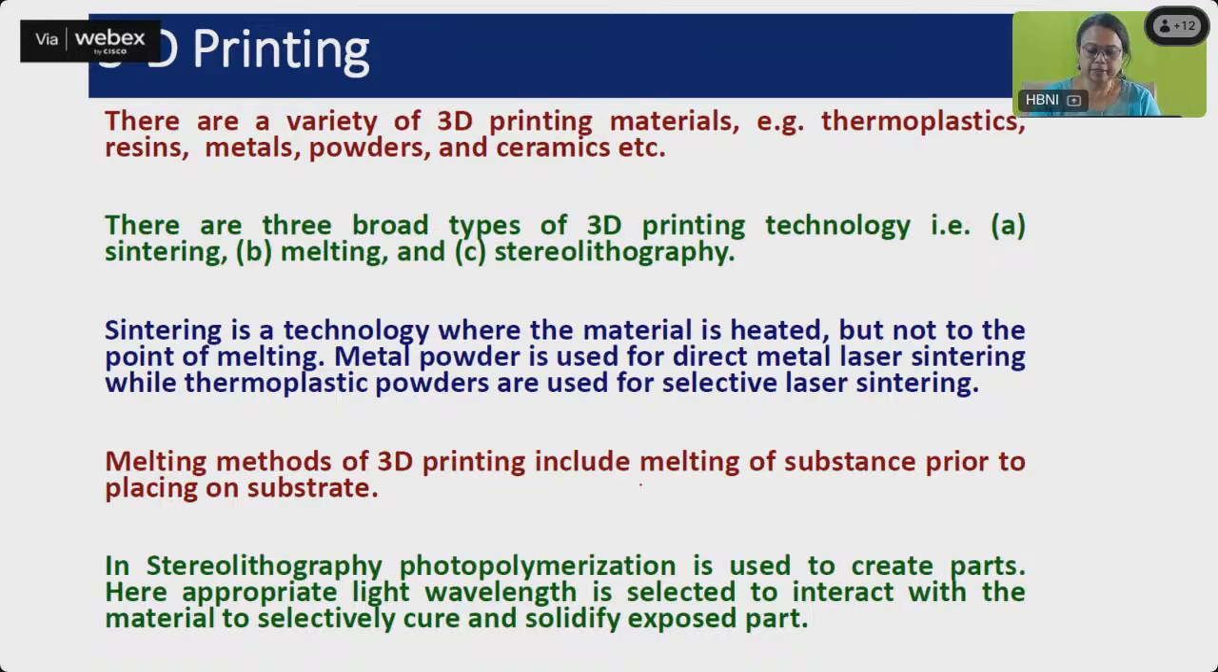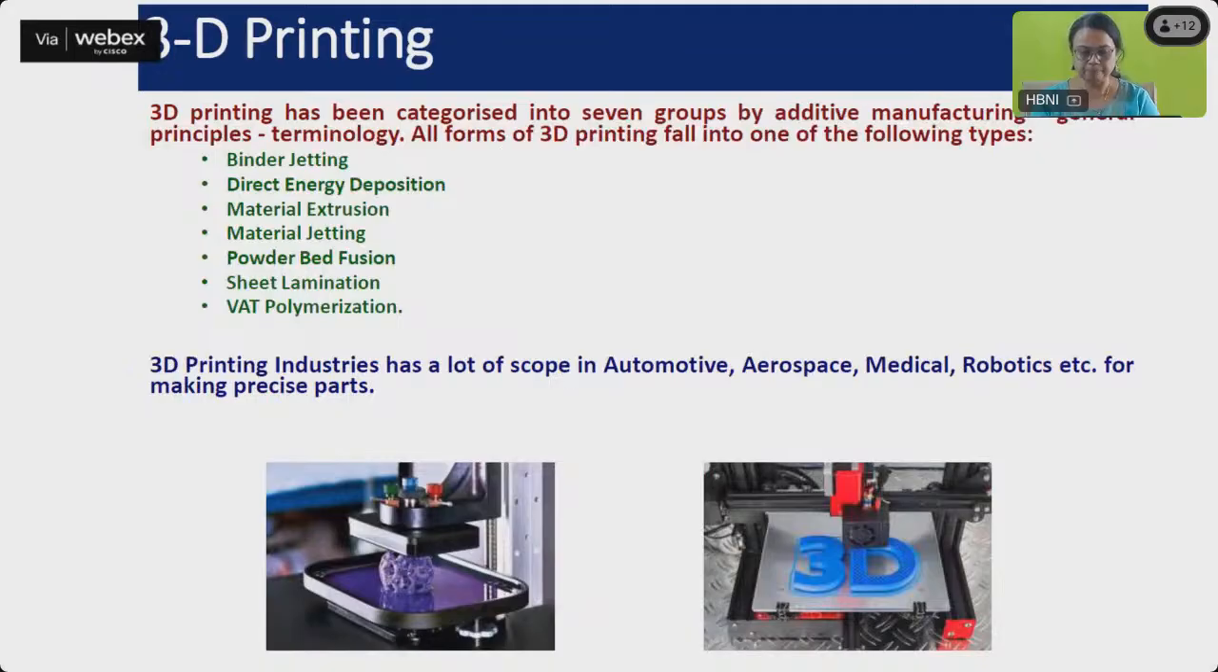Melting methods for 3D printing include melting of the material prior to placing it on the substrate, meaning at the head of the printer. So the material gets melted at the head of the printer and the liquid flows down and then it sets. As soon as it comes in contact with the air, it becomes solid. In stereolithography, photopolymerization, we use photons like UV or laser to create parts. Here, the appropriate light wavelength is selected to interact with the material to selectively cure and solidify.